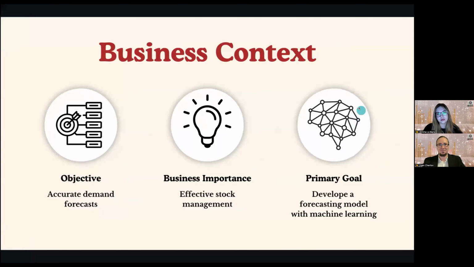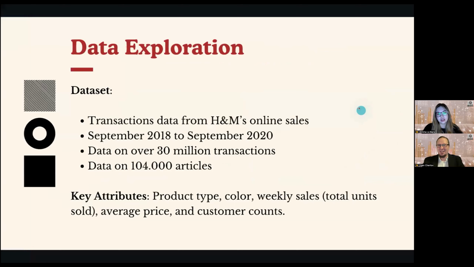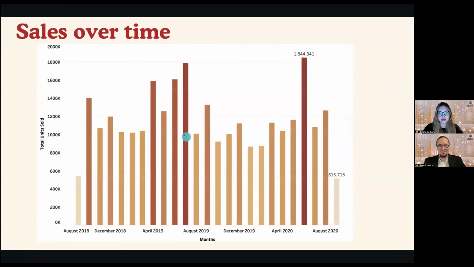So let's go. The dataset includes transaction data from H&M online sales. It spans from September 2018 to September 2020 and is publicly available on Kaggle. We have a big data set with over 30 million transactions and 104 articles, and we focus on the following key attributes of the data set, which are product type, color, weekly sales, average price, and customer counts. But let's have a look at the data itself. And at this point, I give the floor to my valued colleague, Emma.